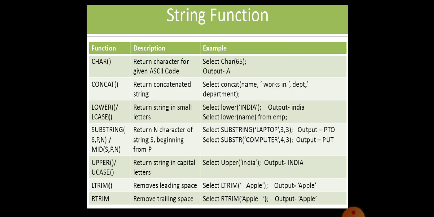Similarly, the next one, RTRIM. If you leave space at the right side, that is the trailing space, then the compiler will remove the trailing space. Again, the apple will not have any space at the beginning or at the end.